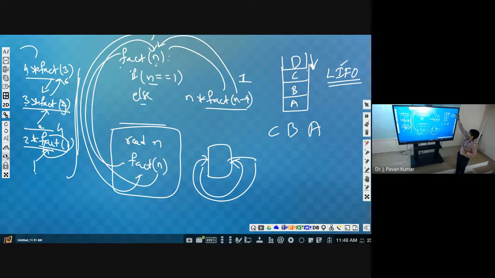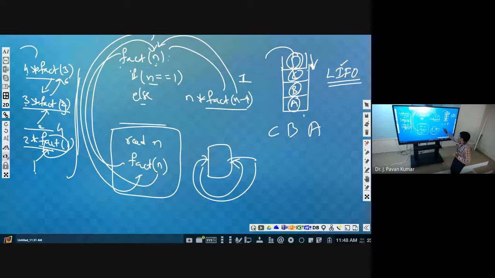What is the strategy? What is the order here? Whatever the last inserted item we have, that will come out first. Okay, without taking D, we cannot take C, we cannot take B. After taking D and C only, we can take B. Next, after taking D, C, B only, we can take A. This is the order. Clear? So now, in the same way, how can this be used here? This is the question, right?